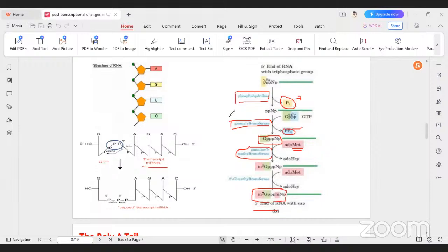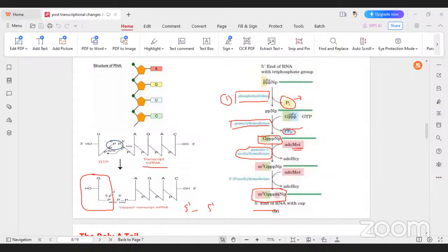So for the cap formation, first the phosphohydrolase enzyme is involved. As a result, one phosphate is removed from the triphosphate like this. And this is guanosine monophosphate. The guanosine monophosphate is attached at the 5' end. That's why this linkage is called the 5' to 5' cap, because the 5' phosphate is already there and the remaining monophosphate is also at the 5' position.